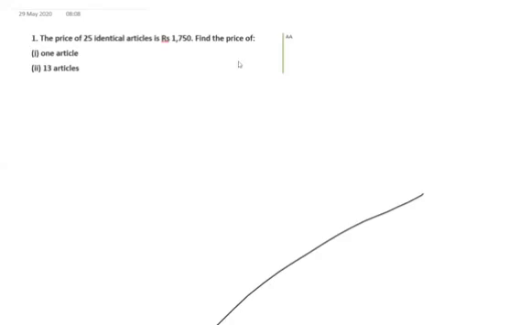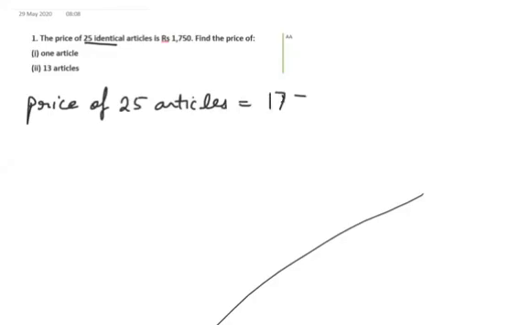The first question says that the price of 25 identical articles is 1,750 rupees. So the price of 25 articles is given. Now let us start the question. Price of 25 articles is equal to 1,750.